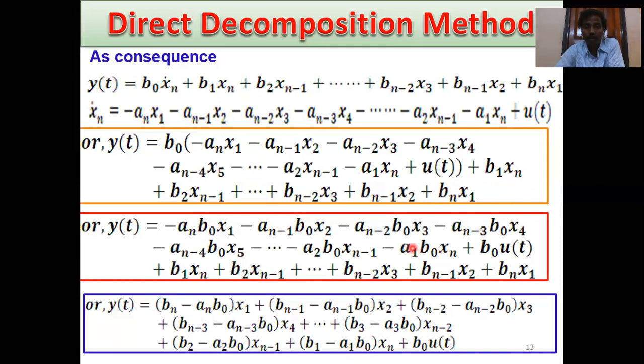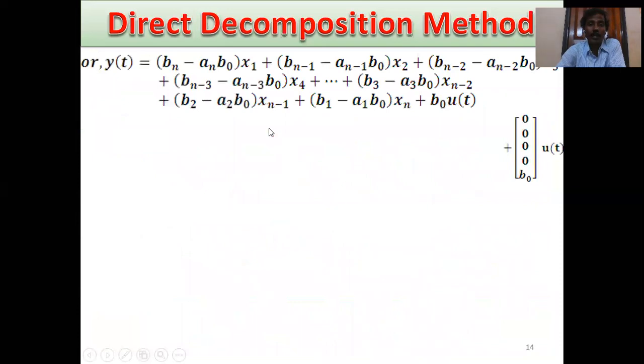This is the a1 b0 into xn term, plus b0 into u of t. So just x1, x2, x3, x4, dot dot dot xn, and the last value b0 into u of t. This is the b0 into u of t term.